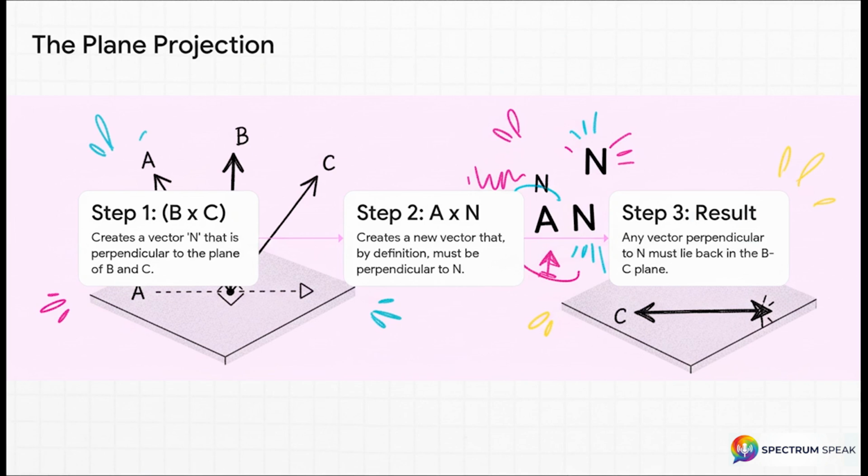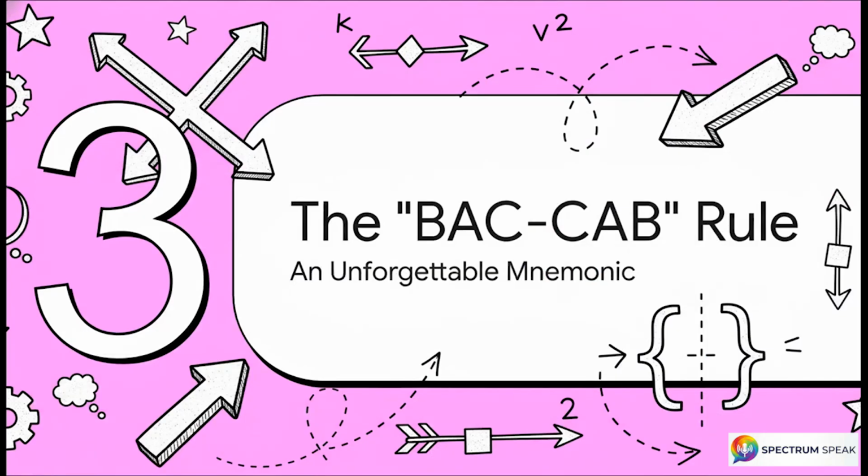Well, the plane itself. The vector gets shoved right back down into that original plane made by B and C. It's a beautiful piece of logic. Okay, so we know where our final vector is going to live, but how do we actually calculate its components?